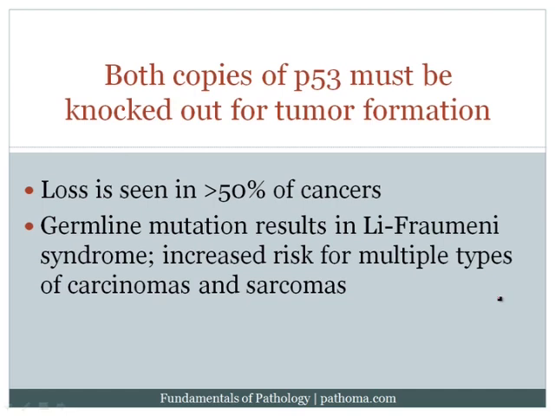Now, it's important to note that both copies of p53 must be knocked out for tumor formation. And the way I think about this is it's sort of like an intersection, right? These are traffic cops, and if one traffic cop goes to lunch, then the other traffic cop can man the intersection and there wouldn't really be any accidents. But if both traffic cops are not at the intersection, it becomes chaotic and there's an increased risk for accidents. And so the only way to develop tumors is to knock out both copies of p53.